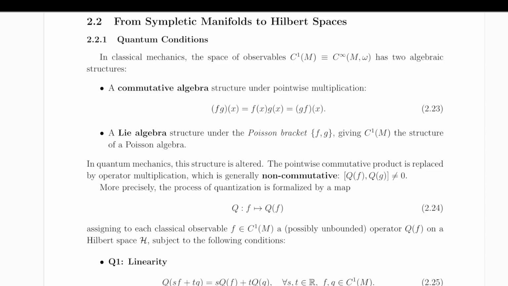However, when we move to quantum mechanics, this neat structure breaks. The multiplication of observables becomes non-commutative. In general, the product of two quantum operators does not depend simply on their values at a point, but rather on the order in which the operators are applied. Quantization, therefore, is the process of assigning to each classical observable an operator on a Hilbert space. This assignment must satisfy several important conditions.